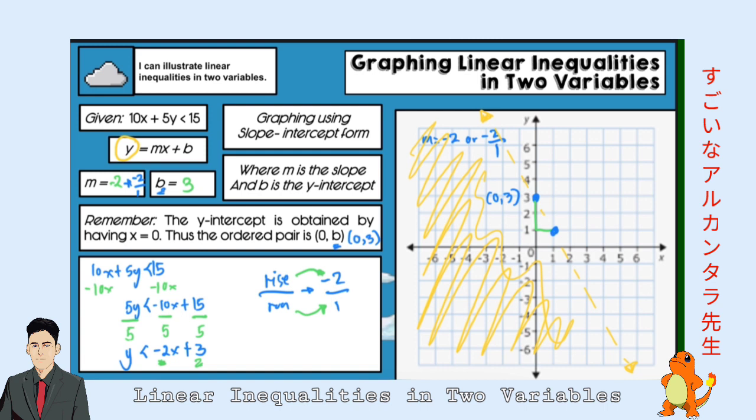I'm stuttering, guys, sorry. But that's the point. Again, using the slope-intercept form, identify your y-intercept, and then using the slope, identify the next point, and then graph it. So that's how it works. So let's continue to our next example.